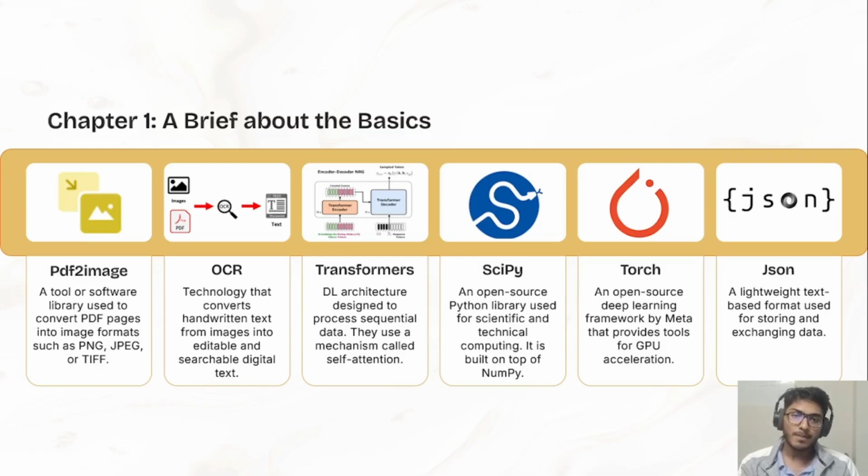Next is SciPy. SciPy is an open source Python library used for scientific and technical computing, and it is basically built on NumPy. The next is PyTorch. PyTorch, or Torch, is an open source deep learning framework by Meta, which is used for GPU acceleration, which uses less power on our device so we can do our work efficiently. The last is JSON. JSON is a lightweight text-based format used for storing and exchanging data.